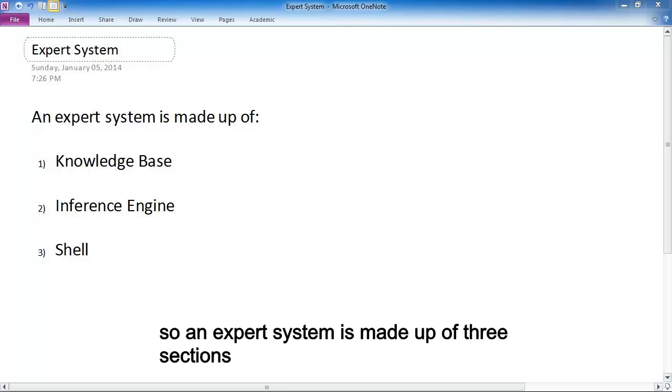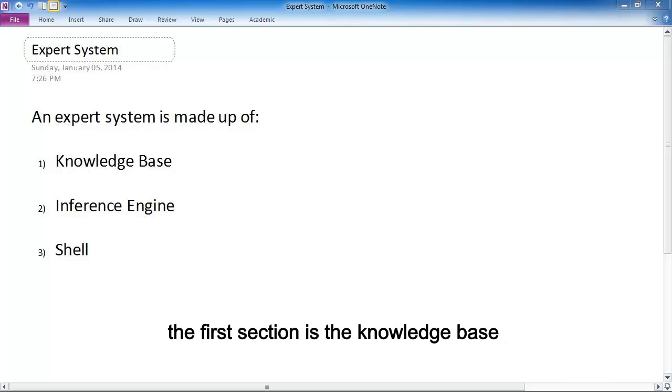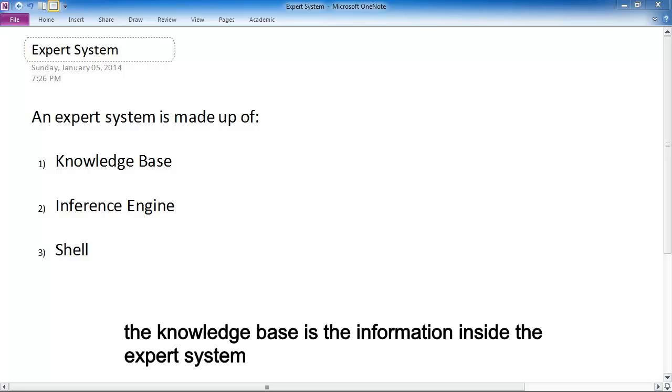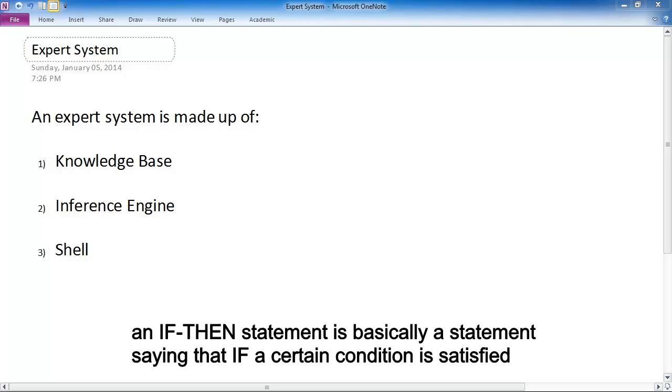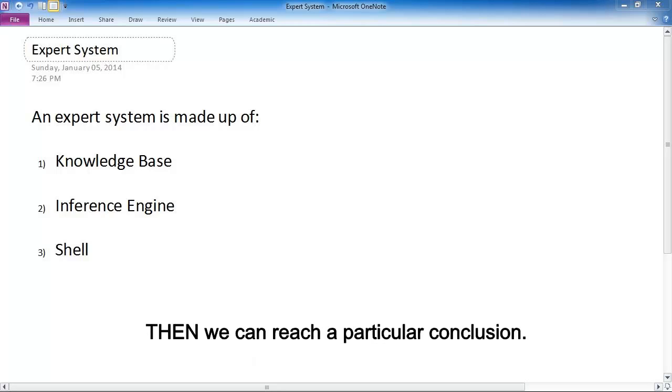So an expert system is made up of three sections. The first section is the knowledge base. The knowledge base is the information inside the expert system represented as a series of if-then statements. An if-then statement is basically a statement saying that if a certain condition is satisfied, then we can reach a particular conclusion. So have a look at our sports expert system.